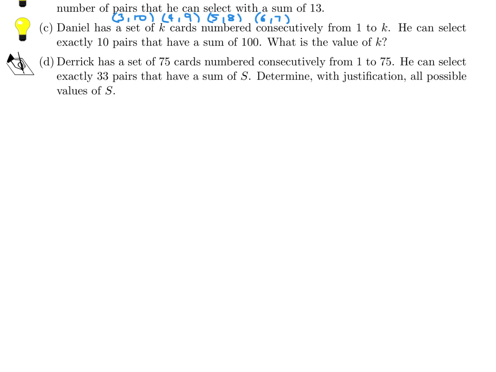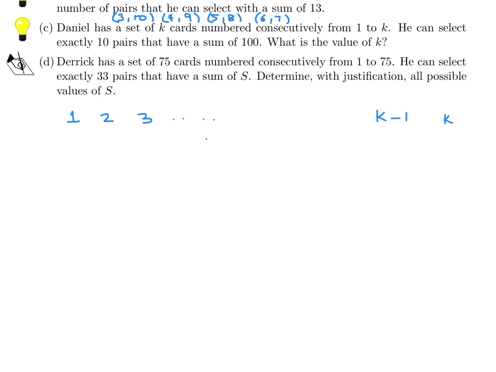All right, so this time we have 1, 2, 3, dot, dot, dot, all the way to k. So k minus 1, and then k. And we are now going to select 10 pairs that have a sum of 100. Okay, so how do we do this? Well, we have to start giving values for k to see what would happen.